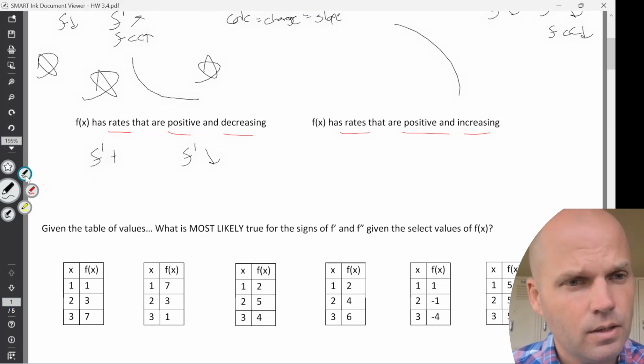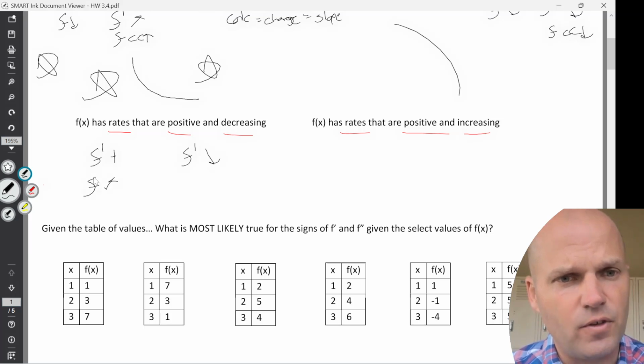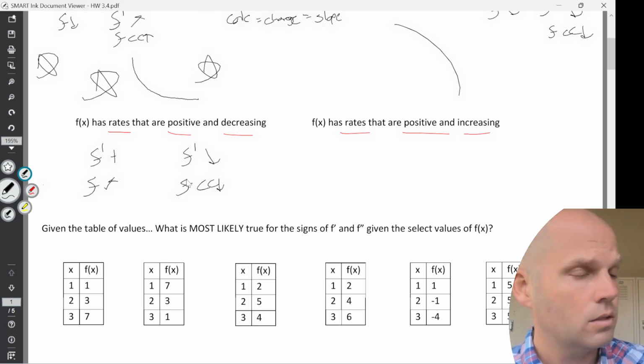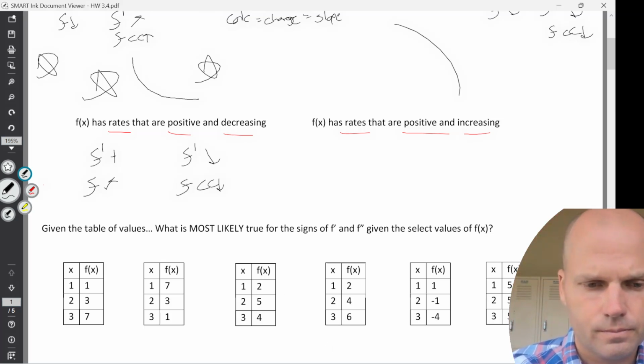Hey. And my function is curving down. Are you working on calc? Yes. All right, come on.